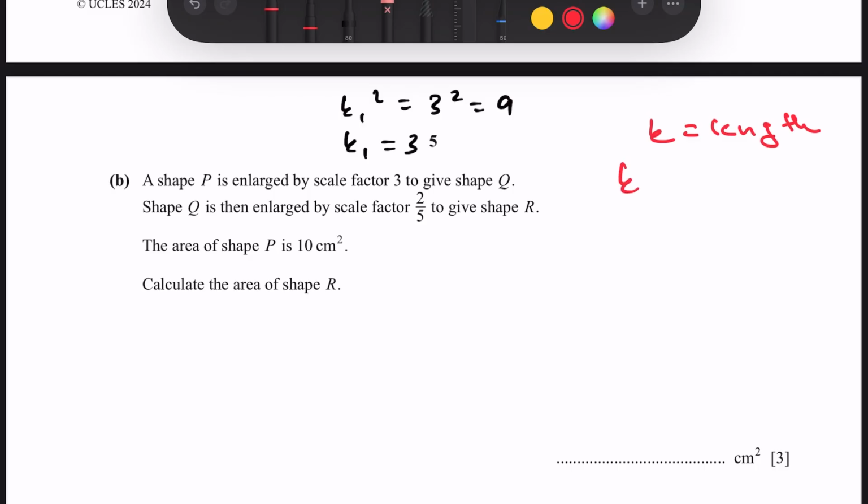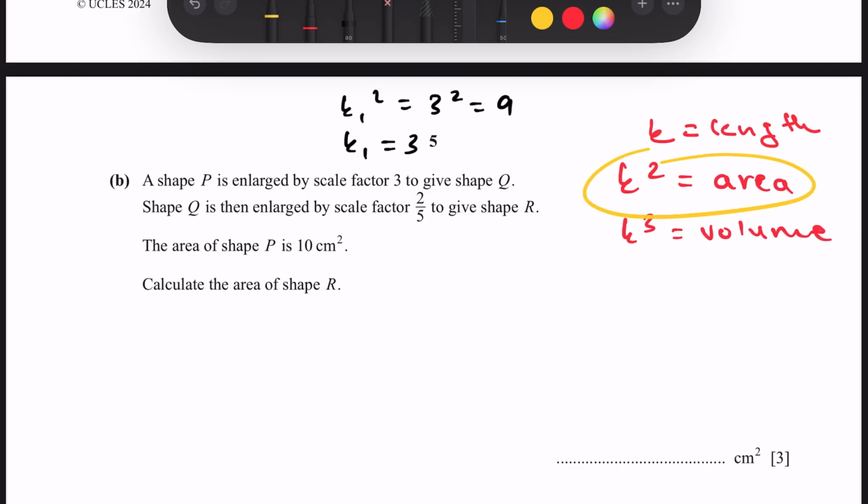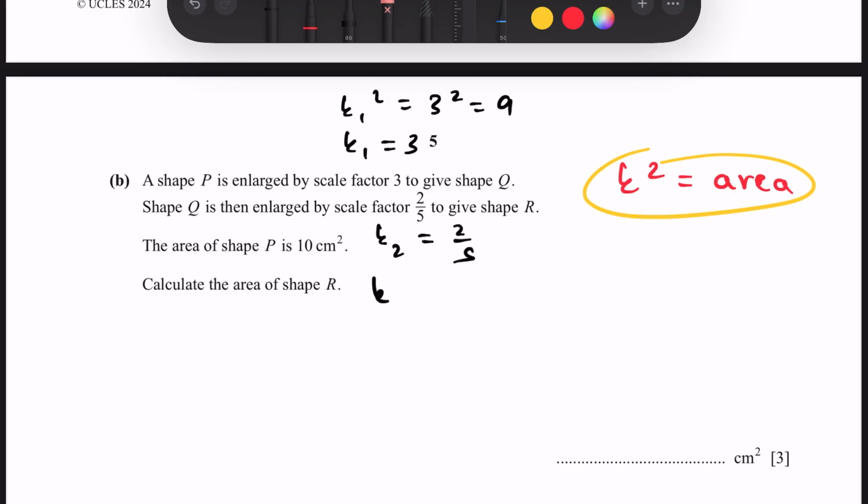Now K square represents area, which means that if you have the area of one shape and we multiply by K square, we get the area of the similar shape that has a K scale factor. Now K cube is involved with volume. In this case, since we're using areas, we will be using K square and ignoring K and K cube. Obviously, we'll have to know K to get the value of K square, but that's it. So in this case, K2 would be equal to 2 by 5, and K2 squared would be equal to 2 by 5 squared, which is equal to 4 by 25.